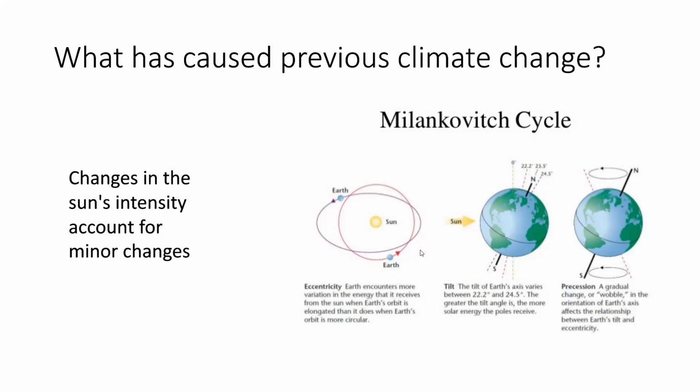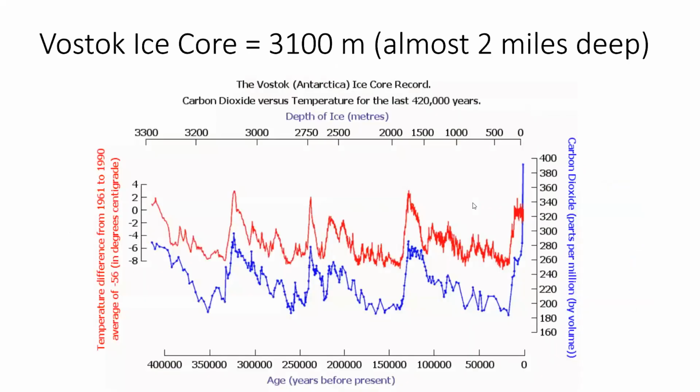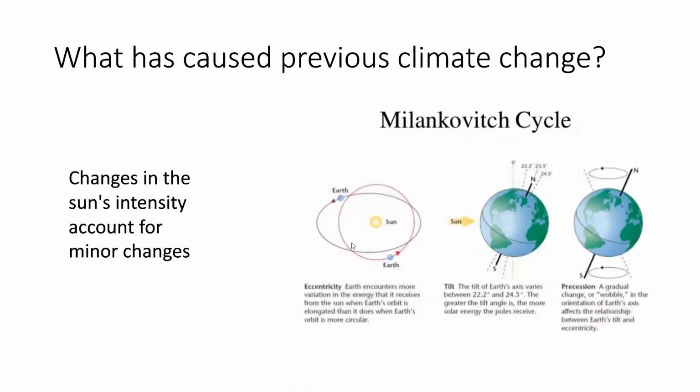And then the same thing with tilt, and then the precession, which is actually just the wobble of the Earth. So all of this is going to impact the amount of radiation coming from the sun, and that's going to be the biggest factor in terms of the natural climate change. And then the big changes here are going to be a combination of all of these things. So it's going to be just the right mix of these different factors.